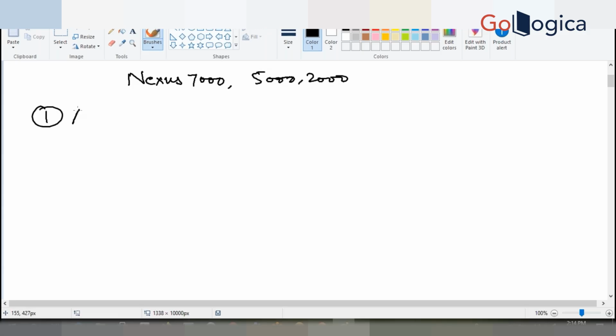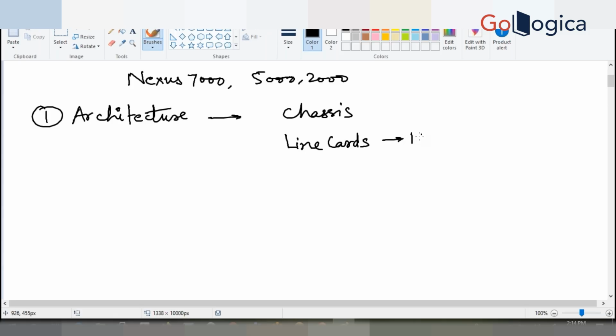First is all the architecture. What is the chassis? What are line cards? How many types of chassis are there in the environment? Then we have line cards, which are also known as IO modules. We are going to have supervisor cards. What is the difference between a normal Catalyst switch and the Nexus?